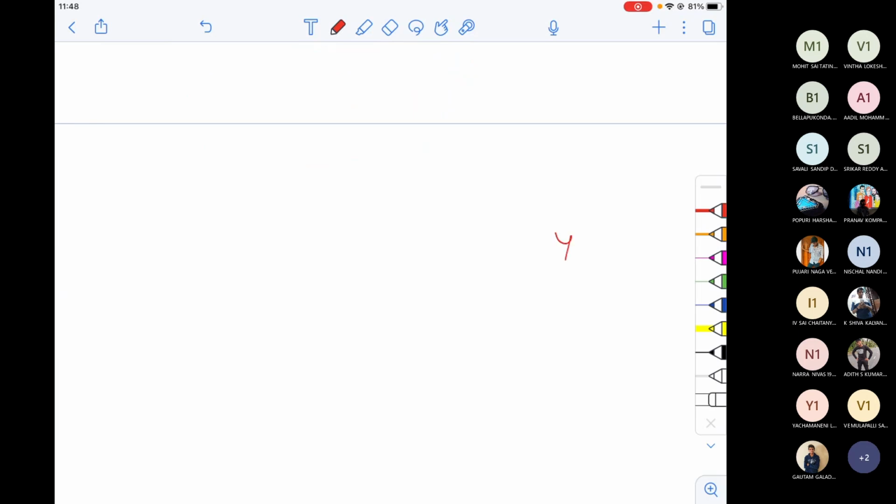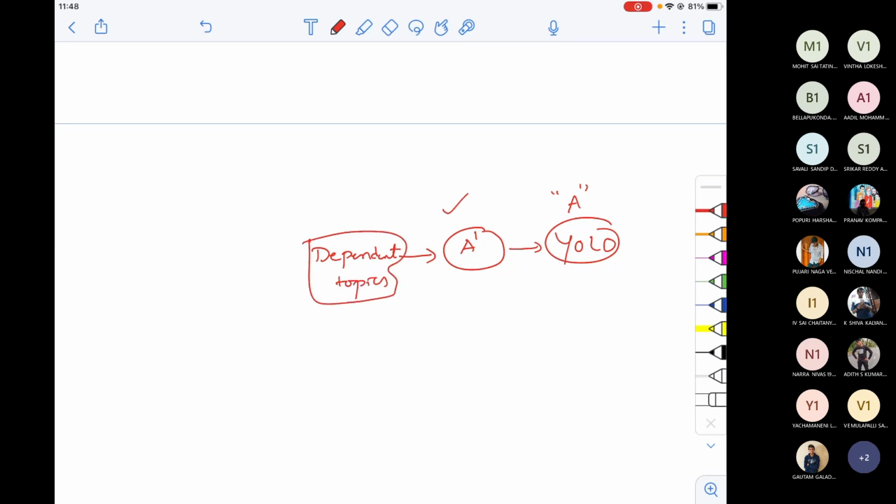Again, this is our objective. The final objective is to learn YOLO architectures. But before this, I want you to learn some other architectures, which I will tell you. Some architectures, maybe I'll just note them as A dash, that you really require to learn. And before this, there are some dependent topics. For you to understand A dash and A, these dependent topics are important. Once you are familiar with these dependent topics, then we'll jump into these two categories of architectures.